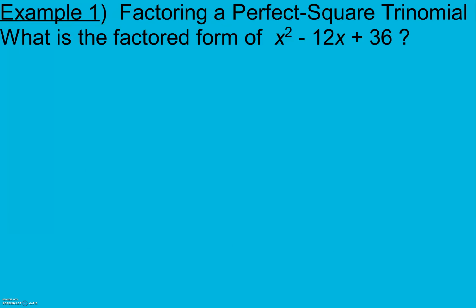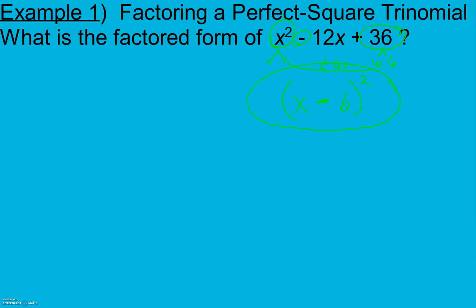If we look here, x squared is a perfect square, x times x. And 36 is a perfect square, 6 times 6. So it's possible that here we took x times itself and 6 times itself. Now we just have to check and see, is our middle term the product of 6 and x doubled? So we multiply those together, 6 times x, and double it, which is 12x. Perfect. Here it's going to be a minus, and we'll square it then.